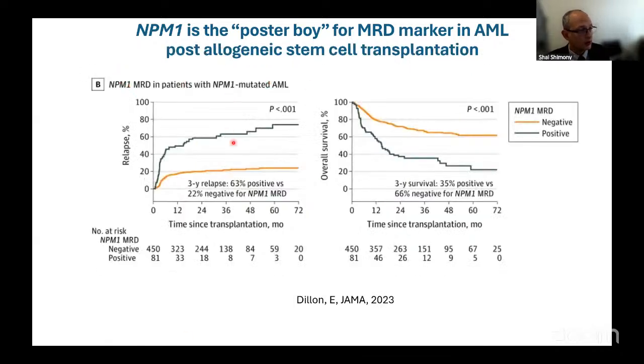NPM1 was also found to be a poster boy for an MRD marker, even in patients who go on to transplant. This is a paper by Laura Dillon that was published 2 years ago and showed that MRD measured by NPM1 is also predictive of survival after transplant. So it's not only among all patients in AML, it's even good for patients who are continuing with allogeneic stem cell transplant.